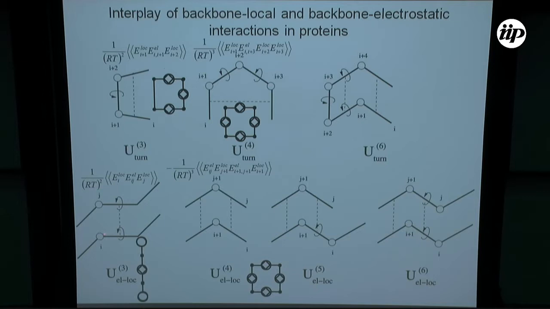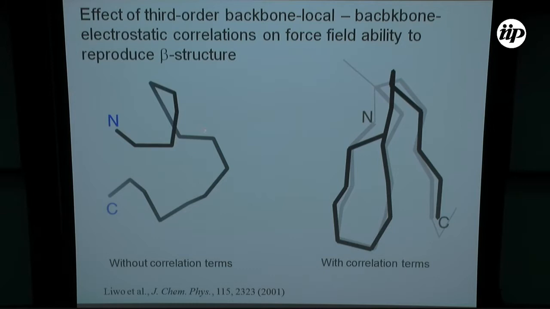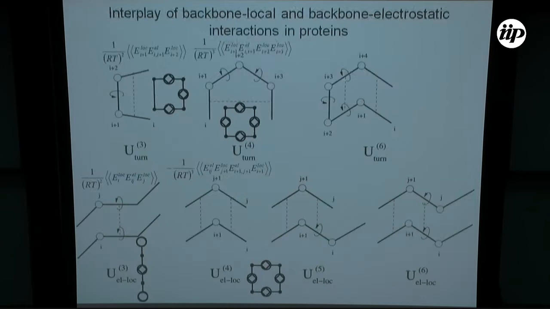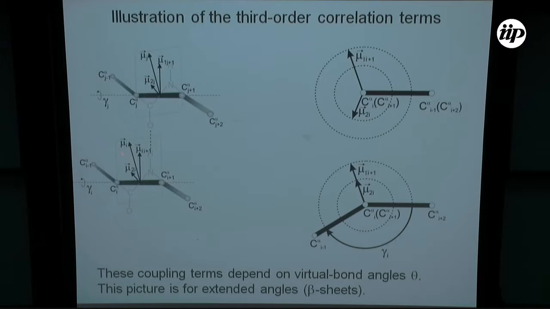The other part of the story is that when we want to compute electrostatic induction between peptide groups, I told that the rotation is restricted. If we ignore this and we use just the mean field potential, we get something like this instead of a beta sheet. But if we do take into account the correlation, then we can find out that the average electrostatic energy terms can be expressed in terms of the interaction of two dipoles, which depend on the gamma angle and of course on the theta.